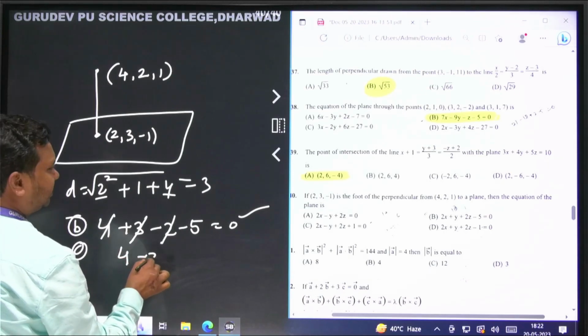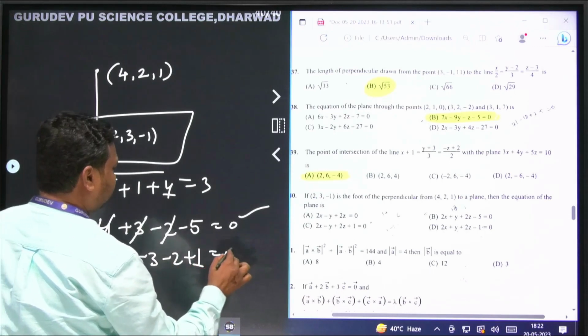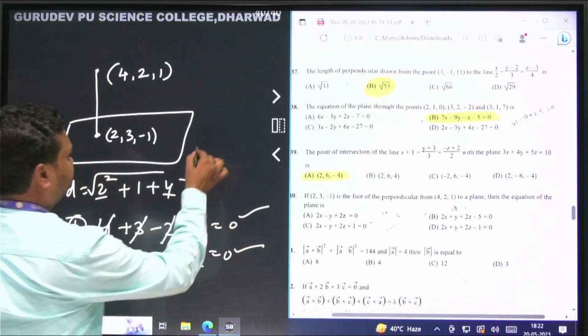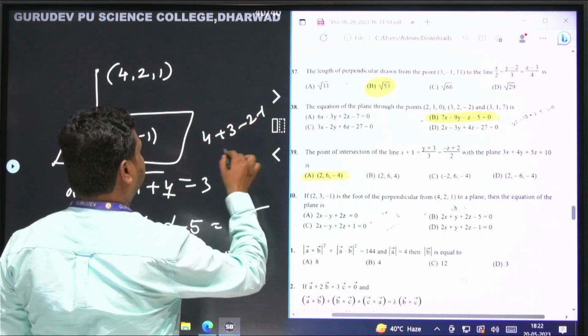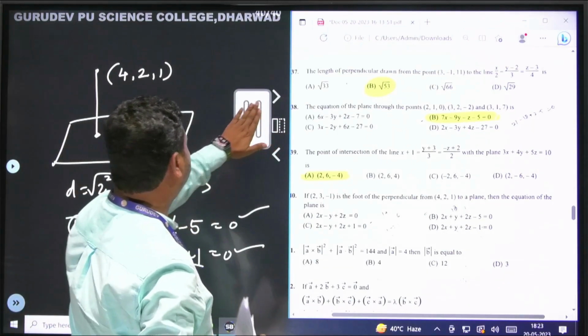2 2s are 4 minus 3 minus 2 plus 1. So 4 plus 1 is 5, 5 minus 5, sir. Your answer is in between B and C. D, of course, won't satisfy. Check if you want: 2 2s are 4 plus 3 minus 2 minus 1. 4 plus 3 is 7, 7 minus 2 is 5, 5 minus 1 is 4. Not possible. So your answer is in between B and C.